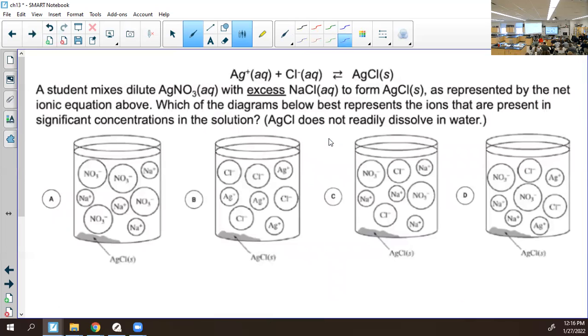Ooh, there's a lot of words. I haven't looked at these in a year. Student mixes dilute AgNO3 with excess NaCl. Ooh, sounds like the same chemistry. Which of the diagrams below best represents the ions that are present in significant concentrations in the solution? AgCl does not readily dissolve in water. Okay, this is from AP, and they have underlined excess, because excess is a very important word in a sentence. So read it to yourself a couple times and then have a discussion with your partner. Which one of these is the correct answer?